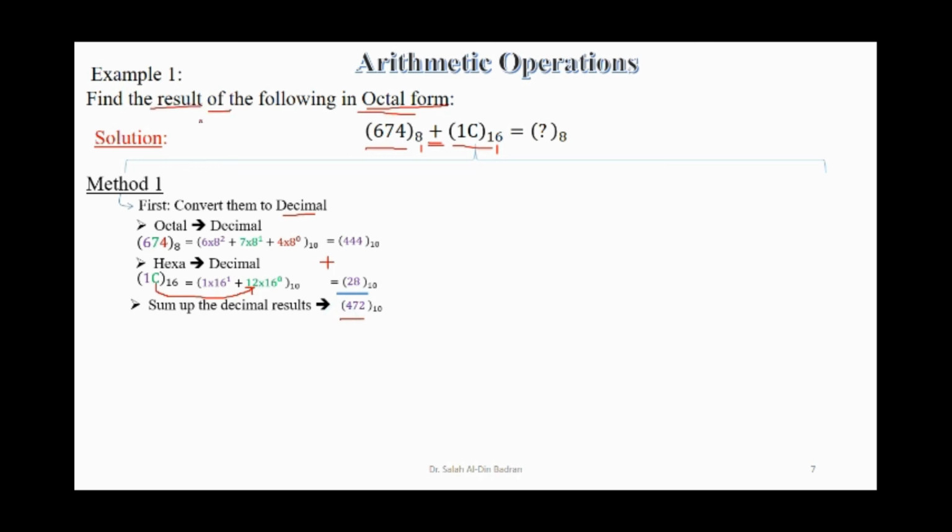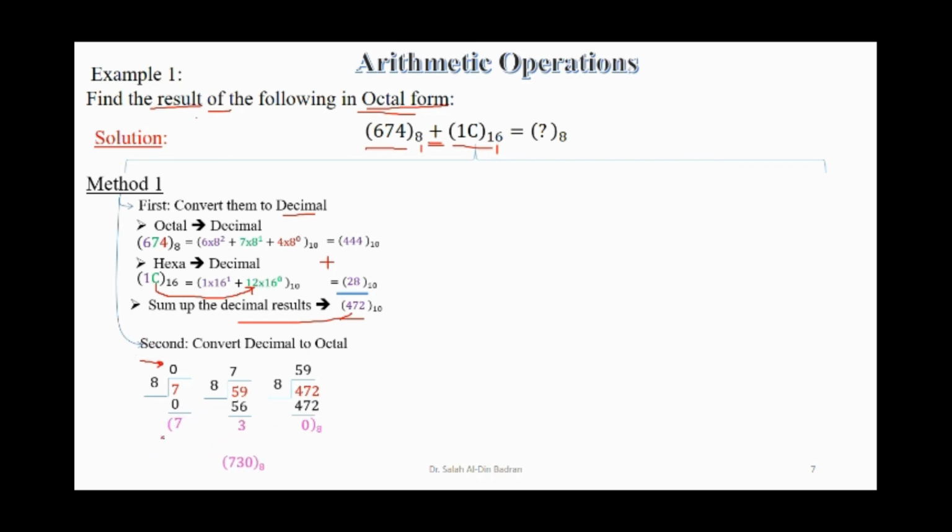But the question asks to get the result in octal form. The second step is converting the decimal result into its octal form, and we know how to do that. Take the decimal number and use repeated division by 8. And this is the result. We stop at this point because the quotient is 0. And you know how to arrange the result from left to right.